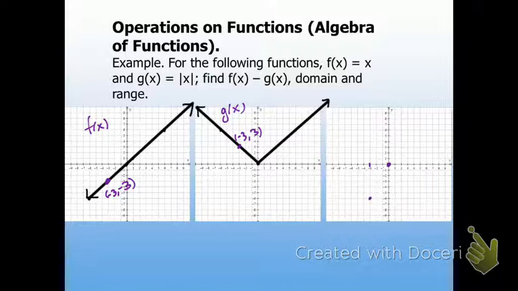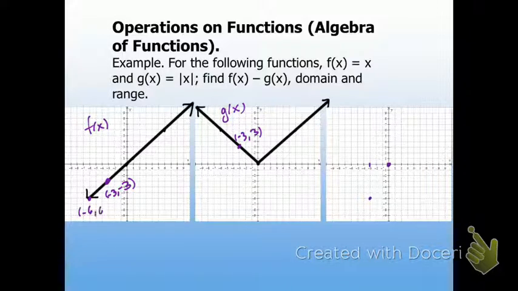Okay, I'm just subtracting the y coordinates at some specific x value. Let's try another one, another negative value, -6. Let's try -6. Okay, so f of x, when x is -6, we have a point at -6.